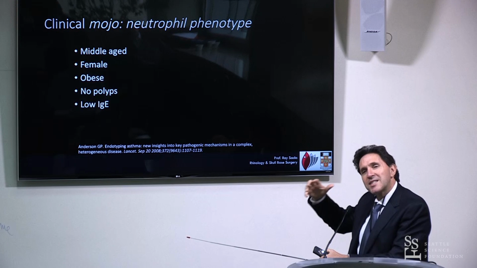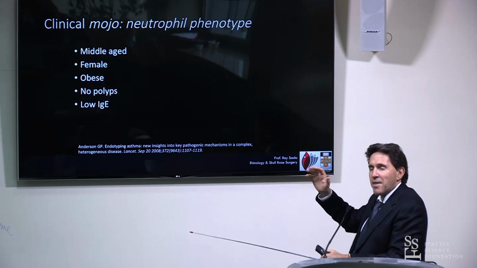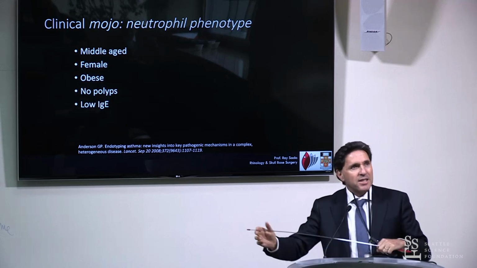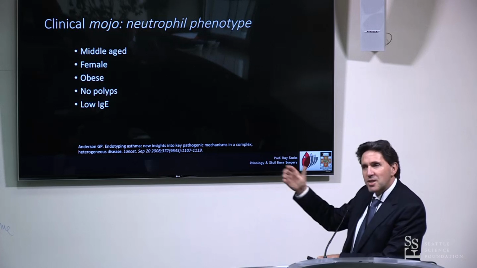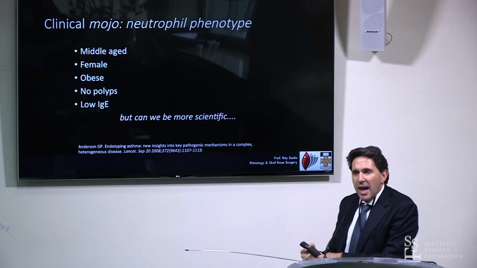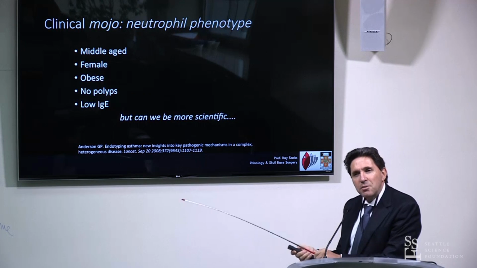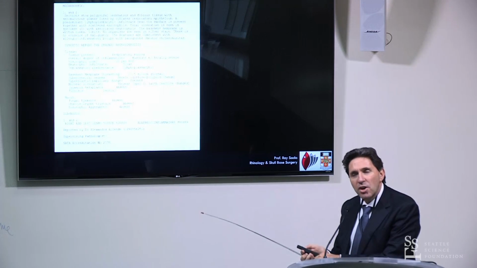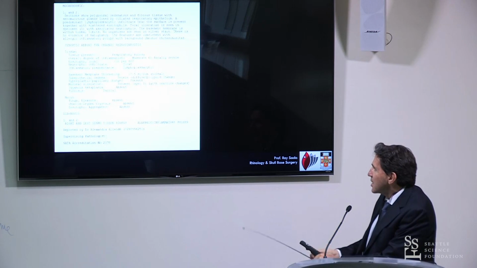And always we had this clinical mojo of these neutrophilic type of patients. We used to say that they're typically female patients, they're typically overweight, middle-aged patients, often with less polyposis, with a low IgE level. And this was what was published in the literature for a long time. And we thought we need to be more scientific about this. So we took our tissue profiling and we looked at our tissue profiling, and you can see that the key thing here, eosinophil count, less than 10 per high power field.